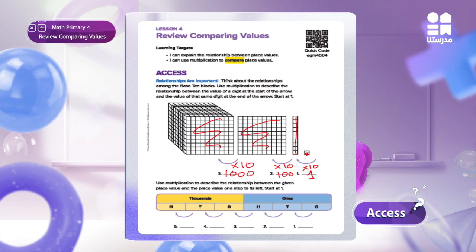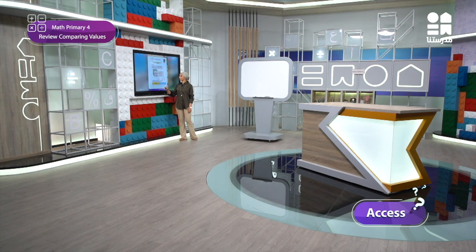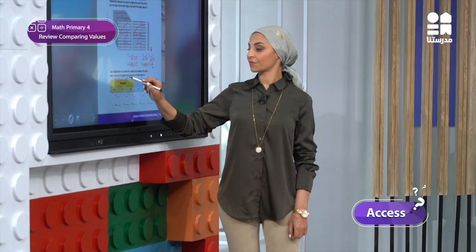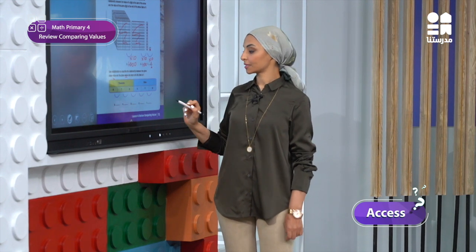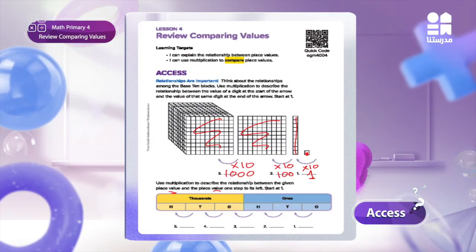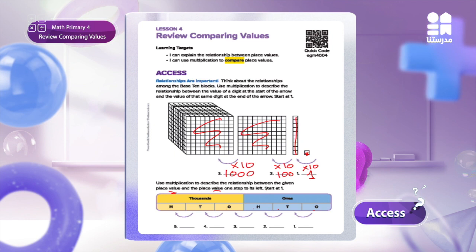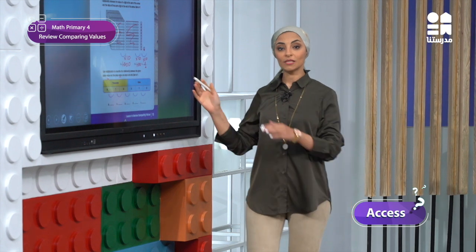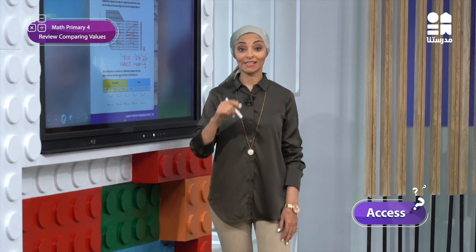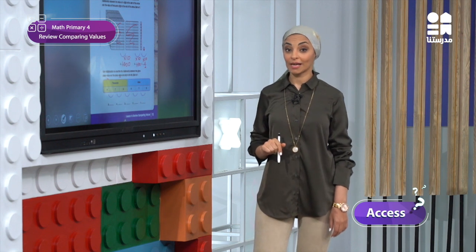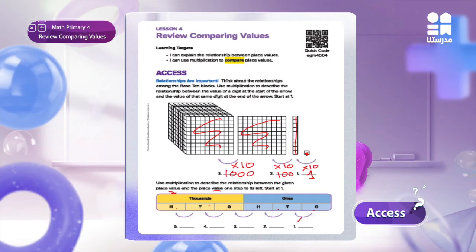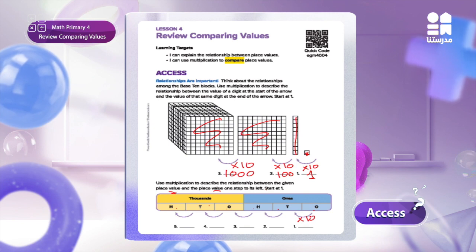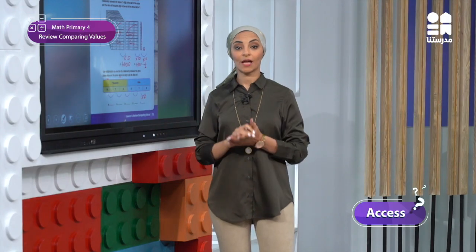Okay? Now, we can use multiplication to describe the relationship between the given place value and the place value one step to its left, starting at 1. Here we have the 1st place, 10th place, 100th place, 1000th place, 10,000th place, and 100,000th place. To move from the 1st place to the 10th, what should I do? Exactly, you will multiply by what? Yes, you will multiply the digit by 10, as we said before, or increase its value 10 times.